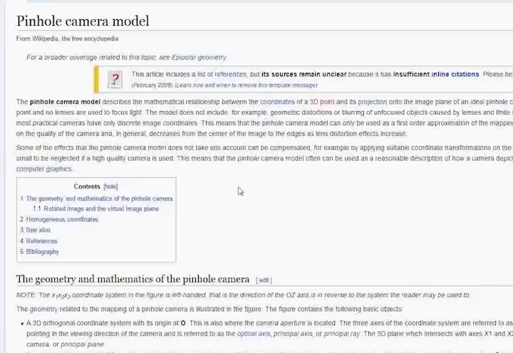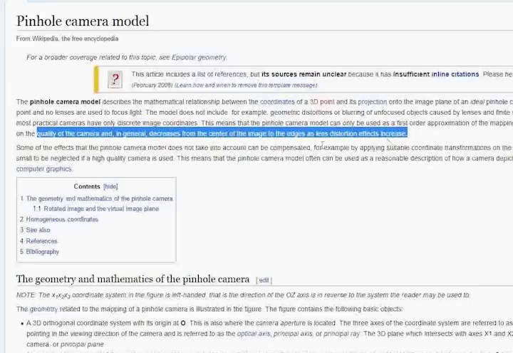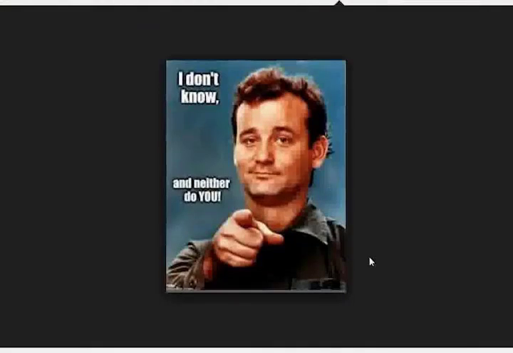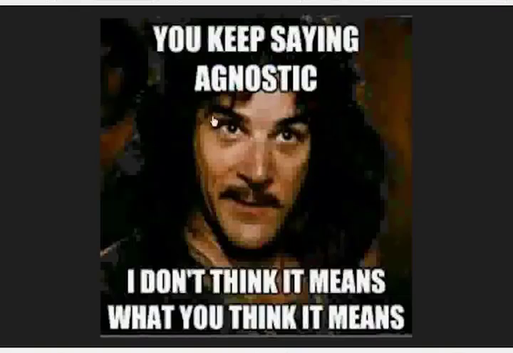Its validity depends on the quality of the camera, and in general decreases from the center of the image to the edge of the lens, and distortion will increase. So how can we know with 100% certainty that our visual angle to the sun is not affected by any of these things? And can we know that light from the sun can reach beyond 6,000 miles away?